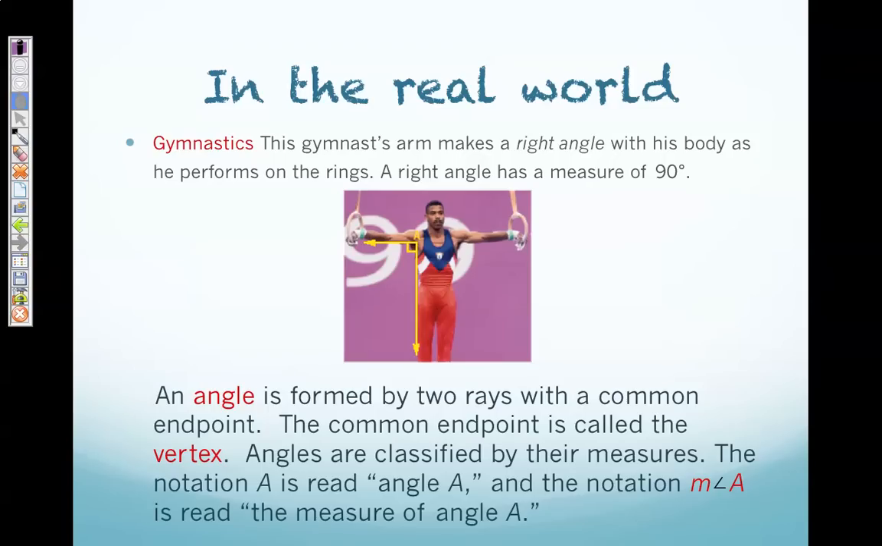The next slide is going to have a video, and I want you to watch the gymnast as he performs on the rings and notice all the different types of angles that he is creating with his arms.